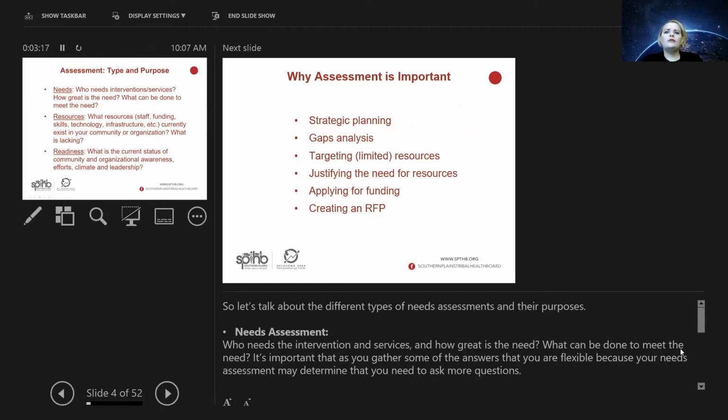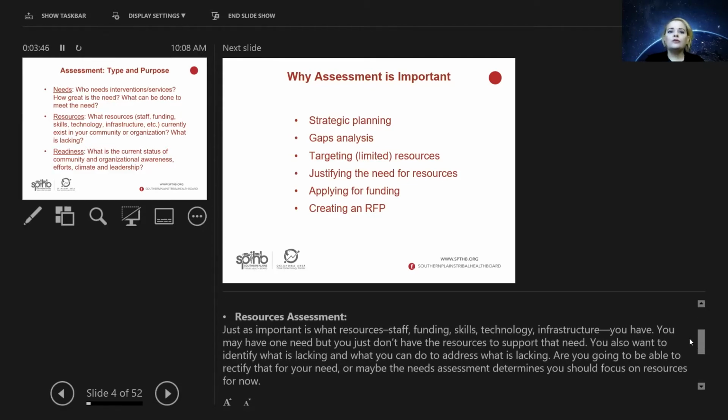So let's talk about the different types of needs assessments and their purposes. The first, needs assessment. Who needs intervention and services? And how great is the need? What can be done to meet the need? It's important that as you gather some of the answers that you are flexible, because your needs assessment may determine that you need to ask more questions. Be very flexible, be willing to reevaluate and reassess as you go.